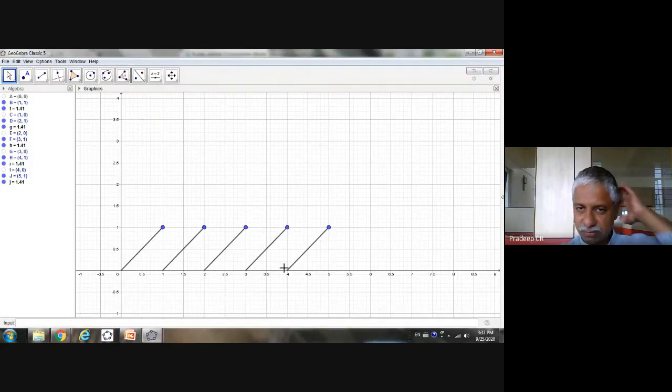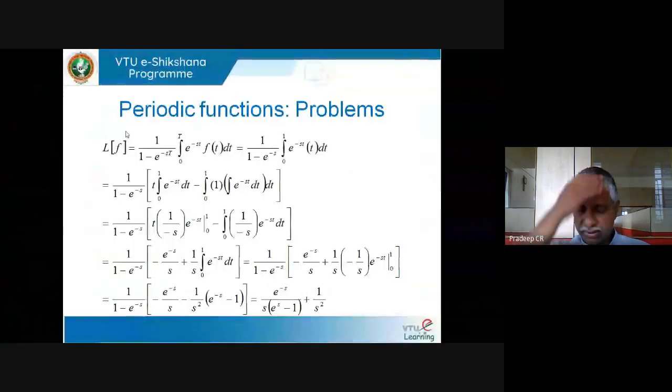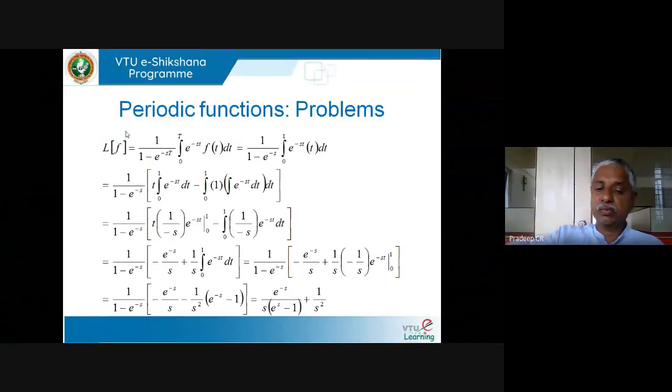There are various versions of this, but this is the most elementary one. So the Laplace of the sawtooth function is what I have shown you for this particular one, and that is e power minus s by s into e power s minus 1.